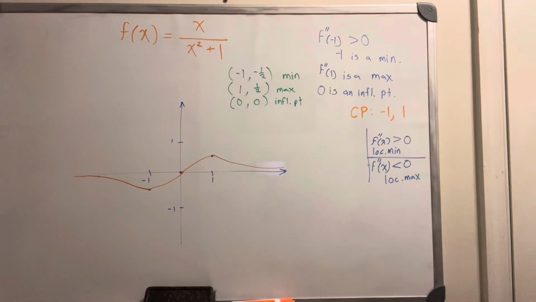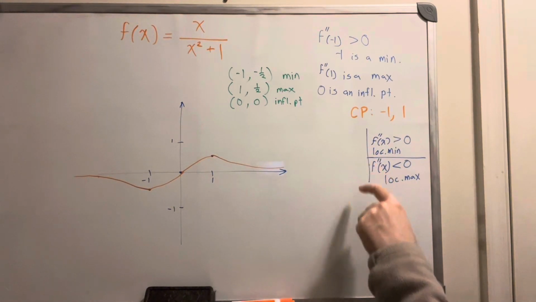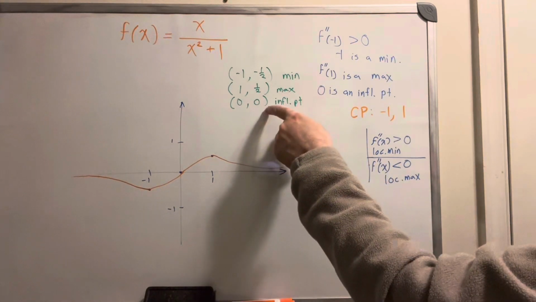To state the problem again, we use the second derivative test and checked the sign of the second derivative at the critical points. And we plugged in 0 to find the inflection point.